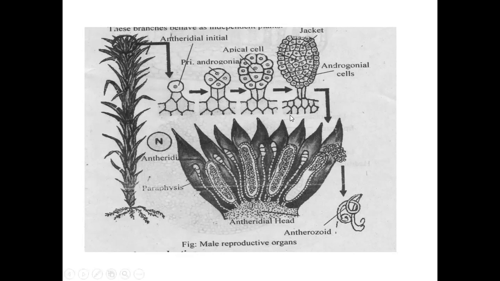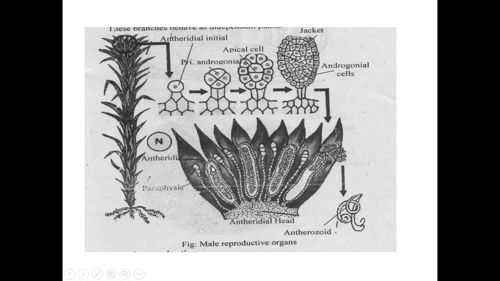Now in this antheridial cluster, we can see the development of the male reproductive organs called antheridia. You can look into this. These are the antheridia. Around 6 to 8 antheridia are developed within a single antheridial head. Looking at the structure of the antheridia, they are globose structures with a basal stalk-like structure, and the globose head is surrounded by a single layer of jacket.